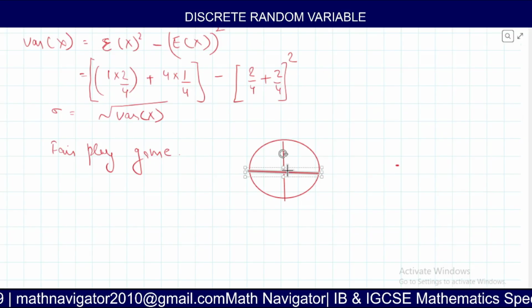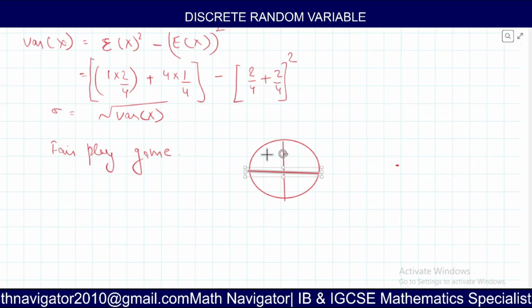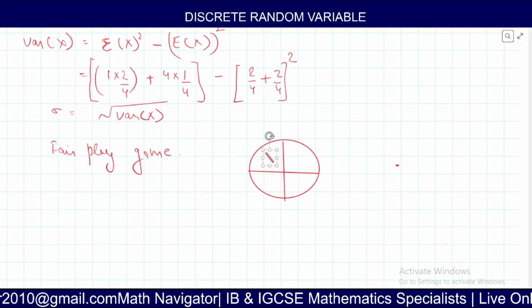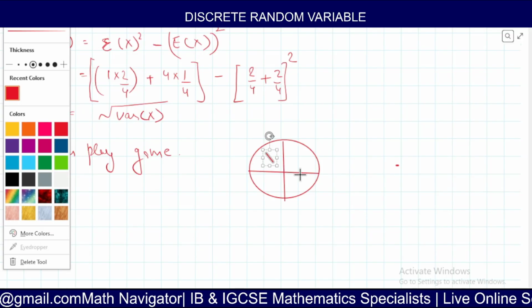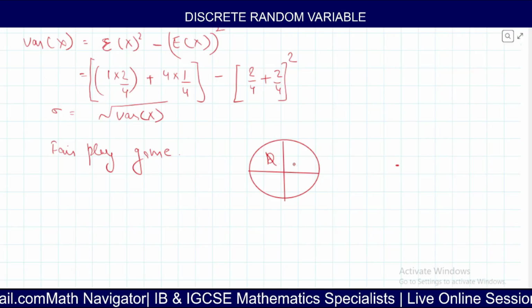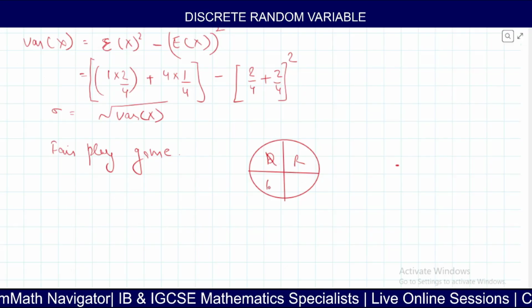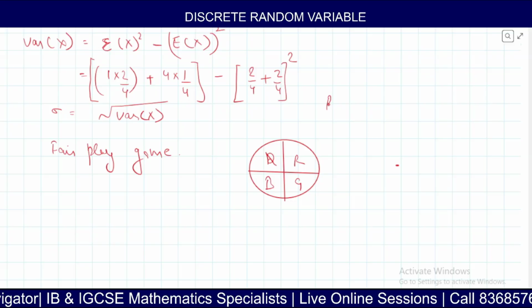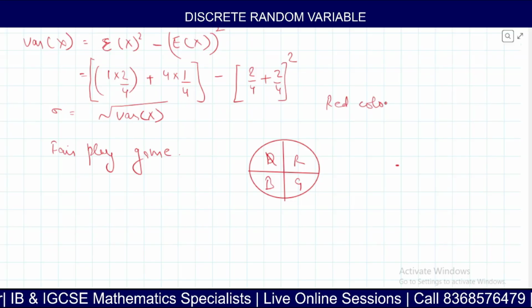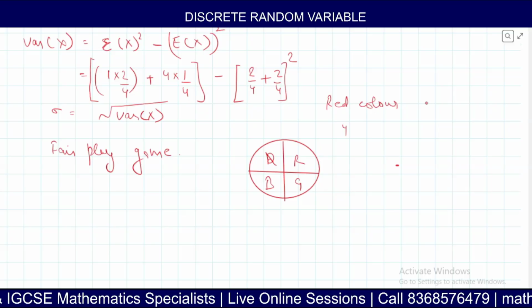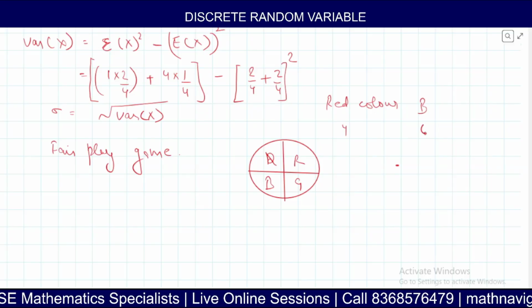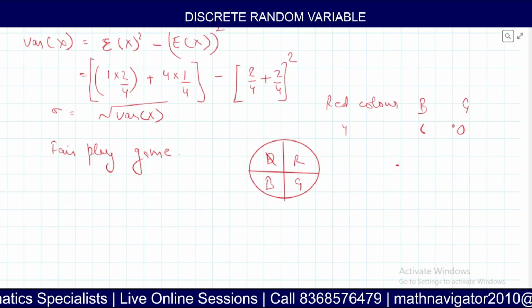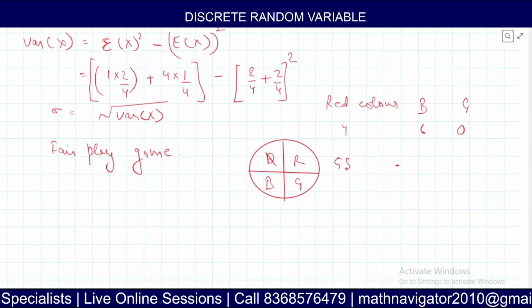So let's say this is a red color, this is again a red color, and this is a blue color, and this is a green color. They say if you get red, you get, let's say, $4, and if you get blue, you get $6, but if you get green, you get nothing. Got it? And they charge you some amount, $5, let's say.